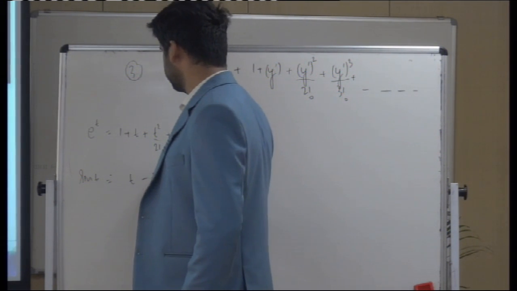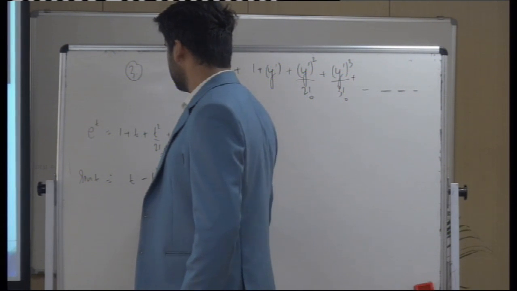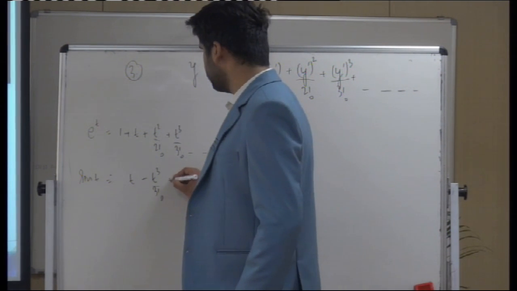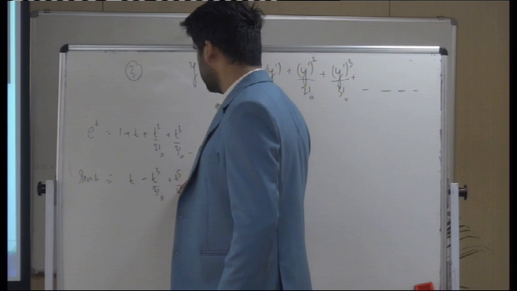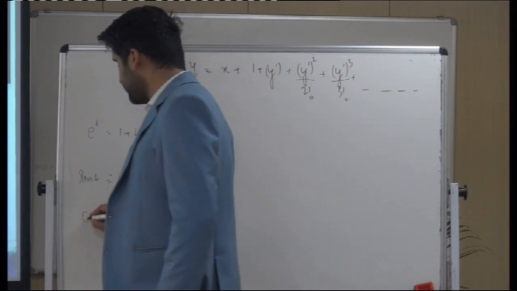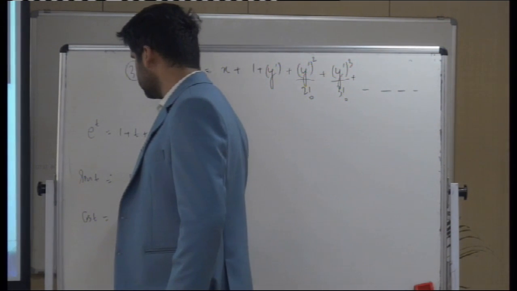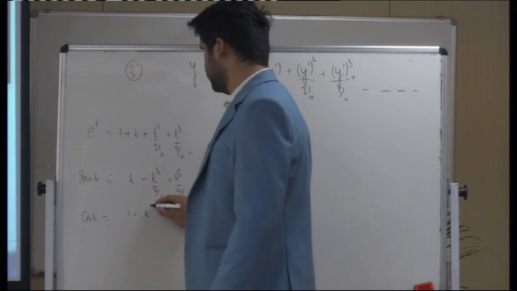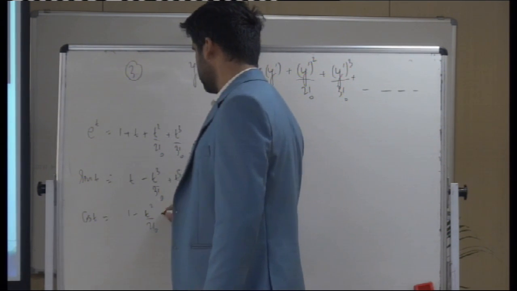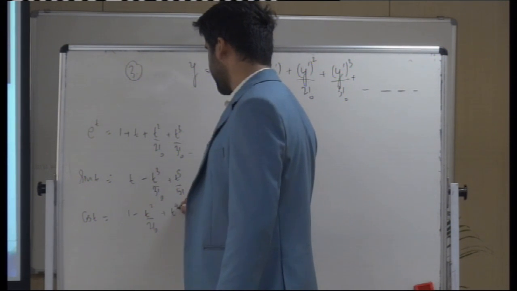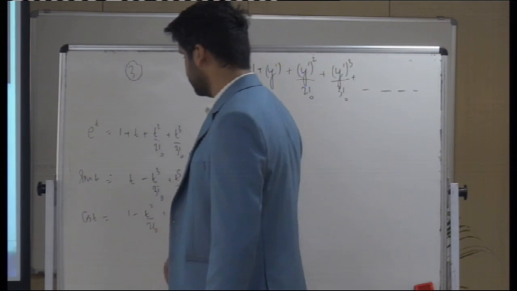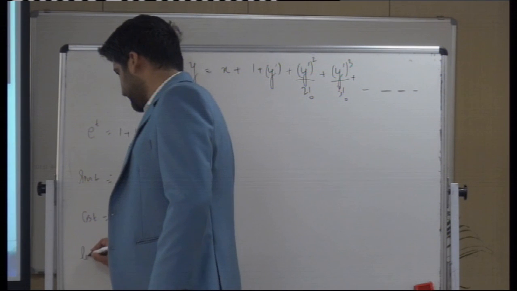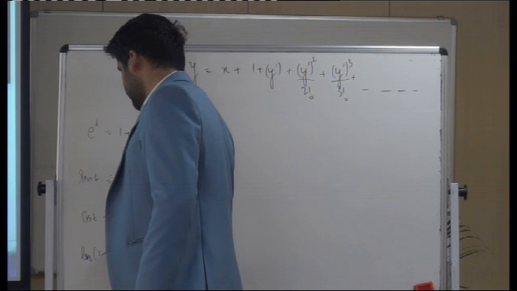Yeah, odd powers. t minus t cube upon 3 factorial plus... The expansion for cos t is 1 minus... So alternate plus and minus signs in these cases. Then ln of 1 plus t.